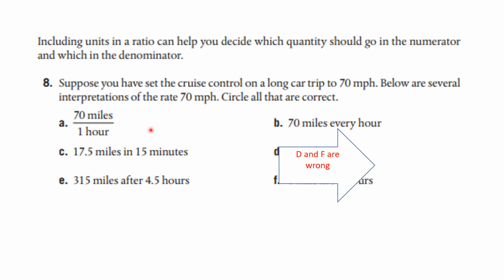Okay, so 70 miles per hour is the same thing as 70 miles in 1 hour. That's the same thing as doing 17.5 miles in 15 minutes. That's the same as doing 315 miles after 4.5 hours, or 70 miles every hour. D and F were incorrect. They have the wrong units.